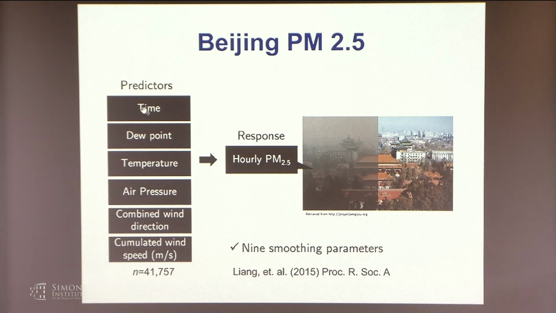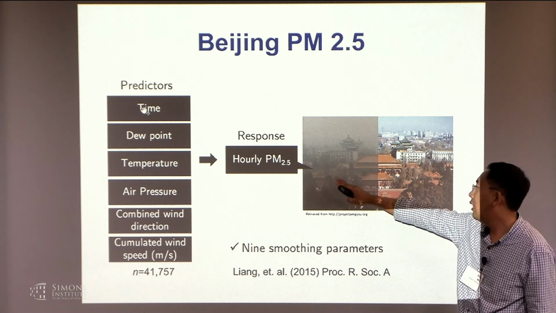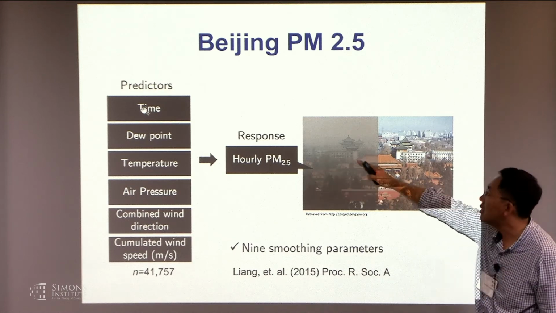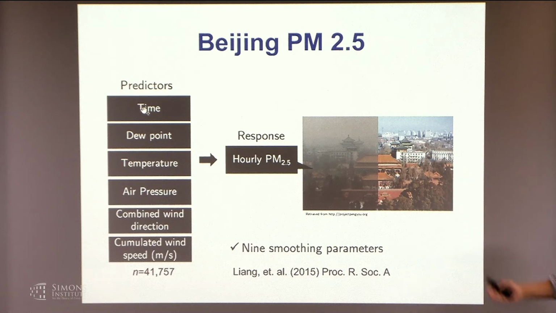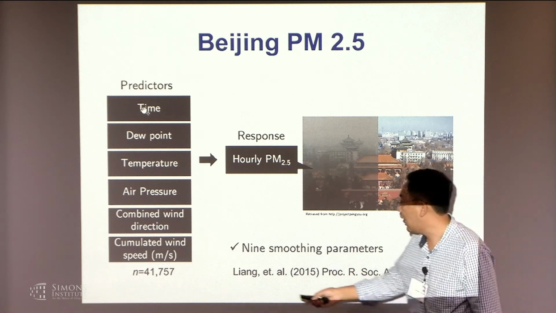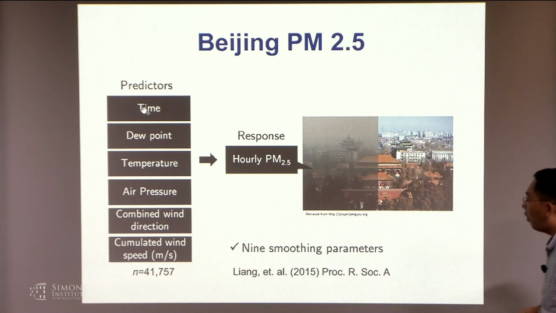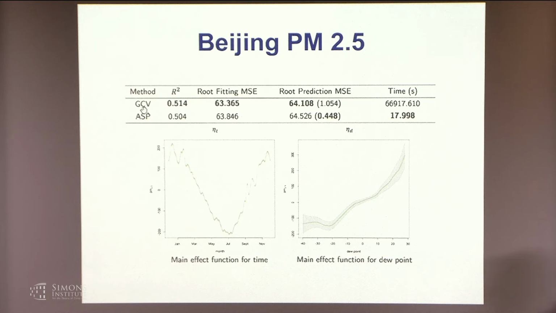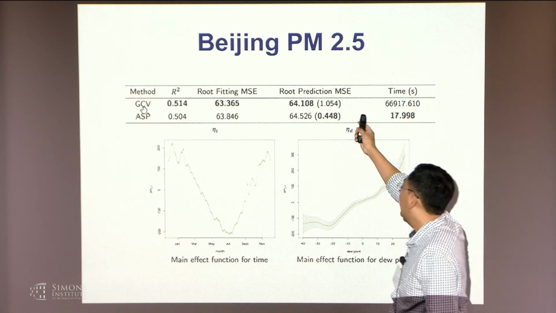And then we try this on a couple of real datasets. The first data is the Beijing PM 2.5 data. Essentially, the response is the hourly PM 2.5, and then we have some predictors, such as the time the measurement was taken, the dew point, temperature, and so on and so forth. There are 6 predictors, and the total sample size is roughly 40,000. In this case we fit this model with 9 smoothing parameters, and eventually we calculate all kinds of these things.